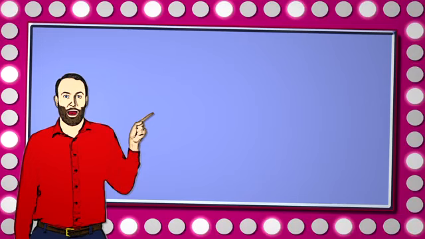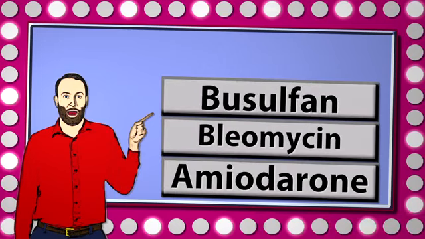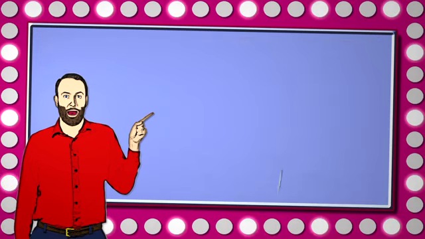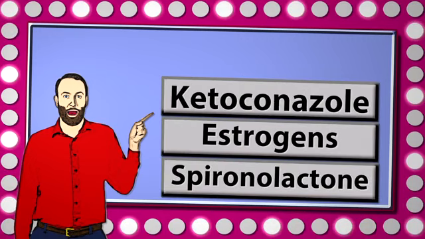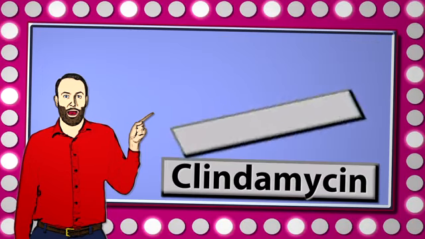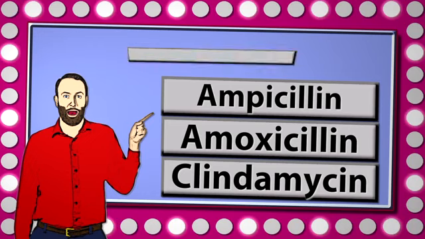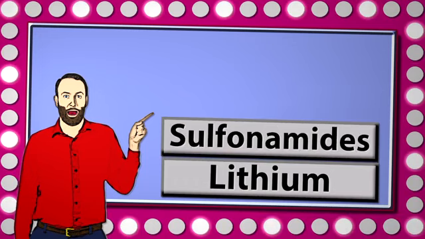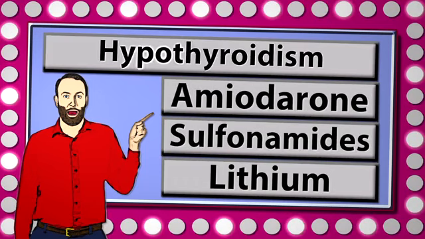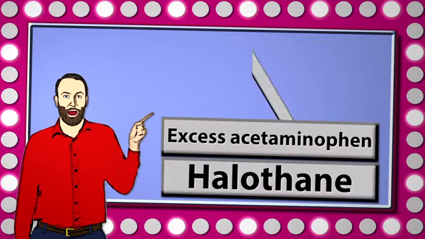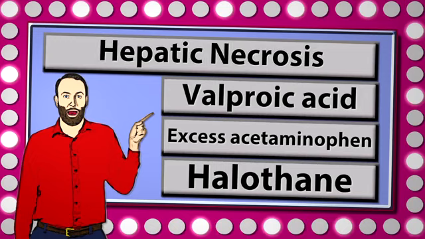Okay, it's time for that game show number 2. Let's get going. So the first one here, amiodarone, bleomycin, busulfan. The answer is going to be pulmonary fibrosis. Next, we have spironolactone, estrogens, ketoconazole. That's going to be gynecomastia. Next, we have clindamycin, amoxicillin, ampicillin. Think of pseudomembranous colitis. Next, we have lithium, sulfonamides, amiodarone. That's going to be hypothyroidism. Next, we have halothane, excess acetaminophen, valproic acid. That's going to be hepatic necrosis.